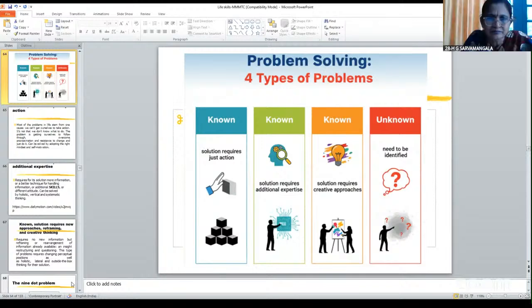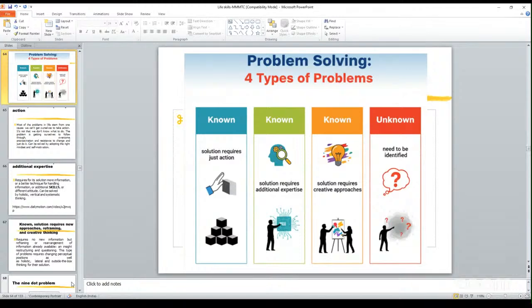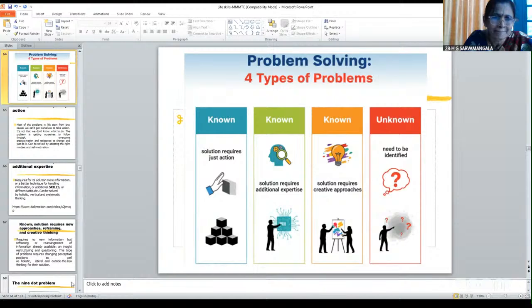Okay, there are four types of problems, madam. One is that the problem is known, and what you have to do is just take action. The second is that the problem is known but requires additional expertise. The third is that the problem is known but requires creative approaches. And the fourth is that the problem is definitely unknown and needs to be identified. In all these types, we require some kind of solution. So we start with the first one: the problem is known, but the solution requires just action. Students, do you want us to give any kind of example?